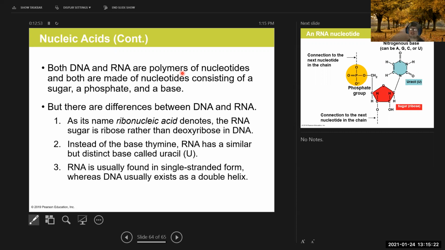A third difference is that DNA is always a double helix structure unless it's being replicated, and only then are certain parts split and then put back together. So they're very rarely single strands. And the RNA is always found as a single strand, whereas DNA, again, is usually that double helix structure.